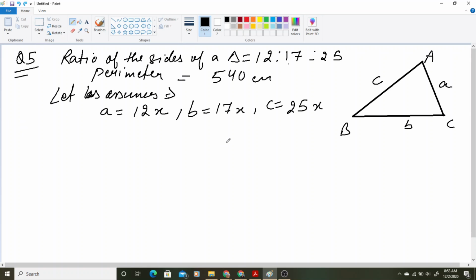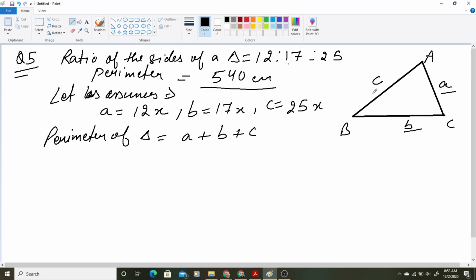So now just see one thing, you are given the perimeter of the triangle also. For the perimeter of a triangle, you know the formula. What is the formula? It is A plus B plus C, the sum of all sides. After adding all the three sides, you will get the perimeter. So what is A here?